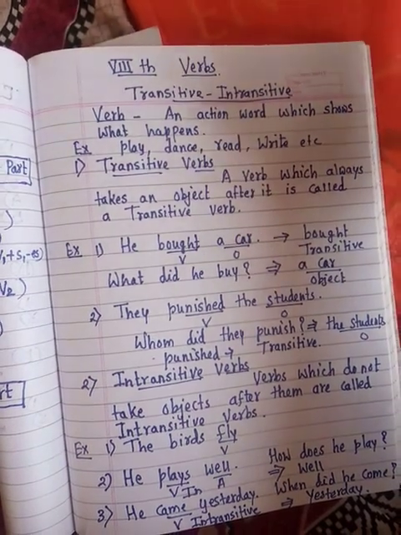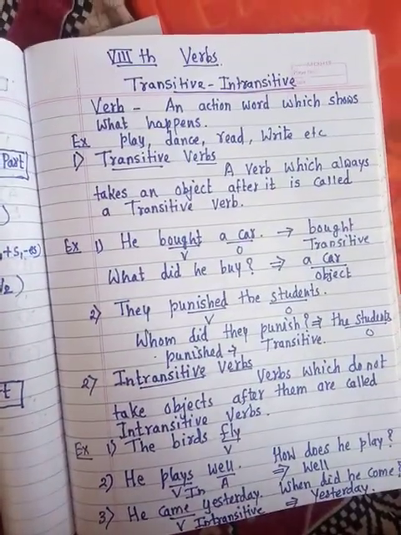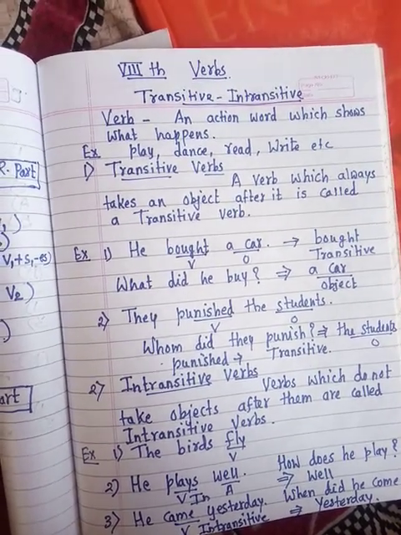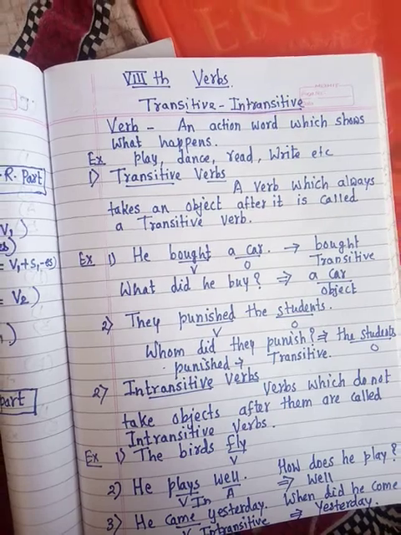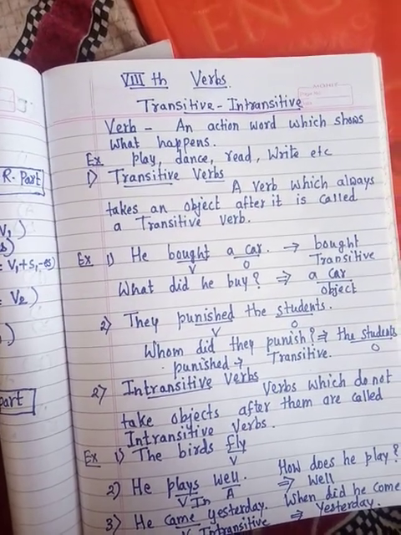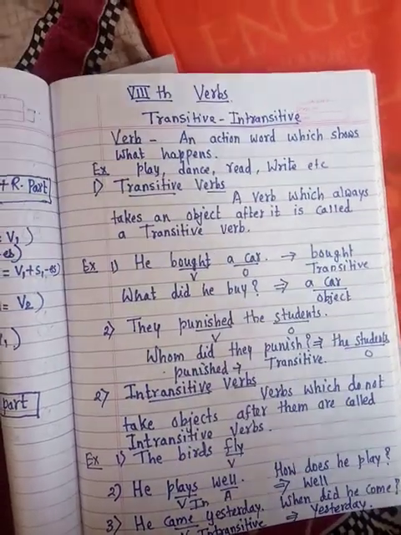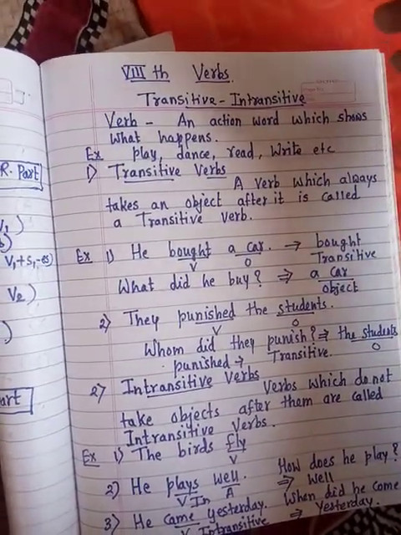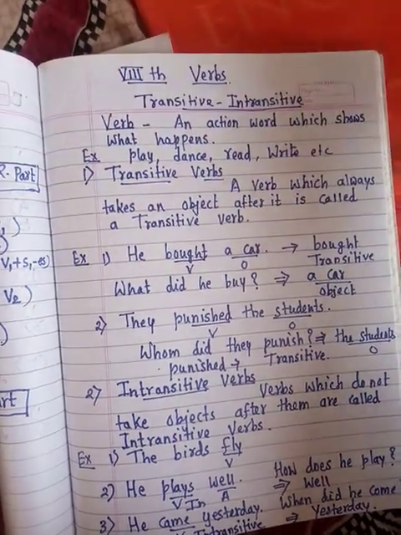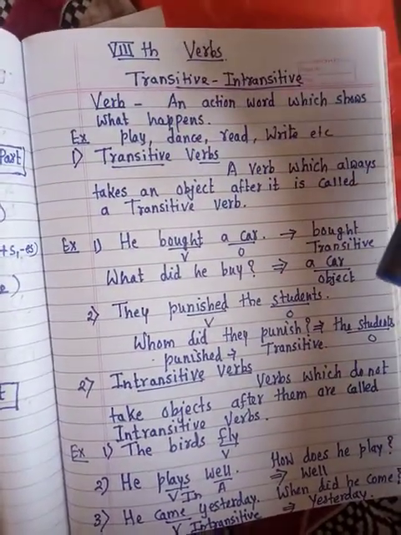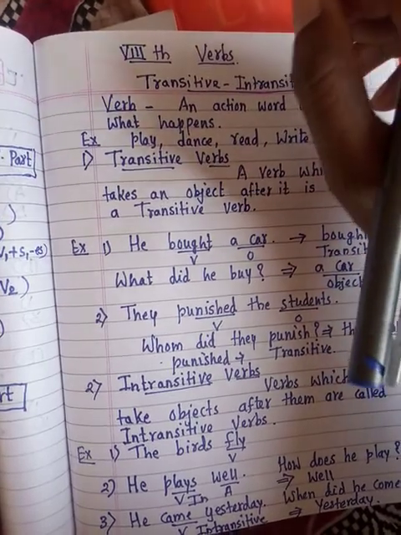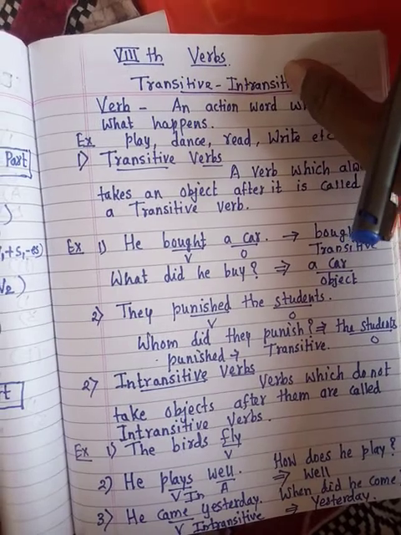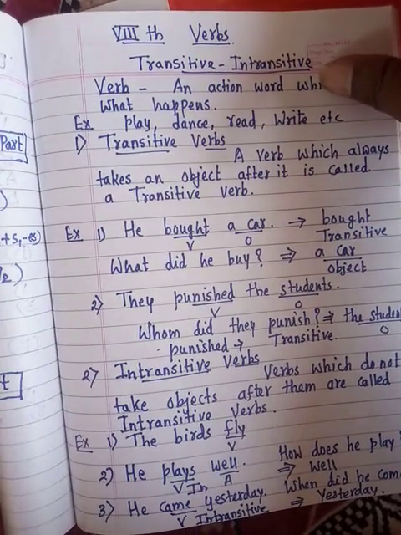Action verbs means which show action, and helping verbs you already studied like is, am, are, was, were, have, has, had, can, could, may, might. You already know them, but in this video we are going to see classification or types of verbs based on what comes after the verbs. So based on that, verbs are divided into two types. They are called transitive and intransitive verbs.